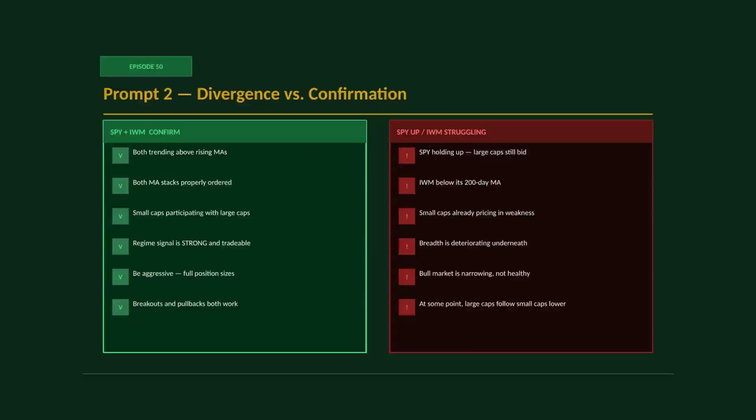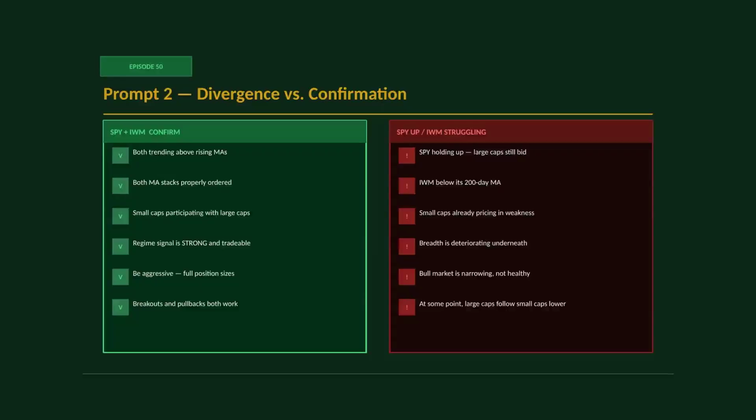The key output from this prompt is regime confirmation or a warning. When SPY and IWM agree, both trending above rising moving averages, both with clean stacks, the signal is strong. You can be aggressive. When they diverge, SPY holding up while IWM struggles below its 200-day, that's a warning. The bull market is narrowing. Breadth is deteriorating. At some point, large caps follow small caps lower. This divergence has historically preceded major market tops. It doesn't give you an exact date, nothing does, but it tells you the risk environment is shifting before SPY itself breaks down.